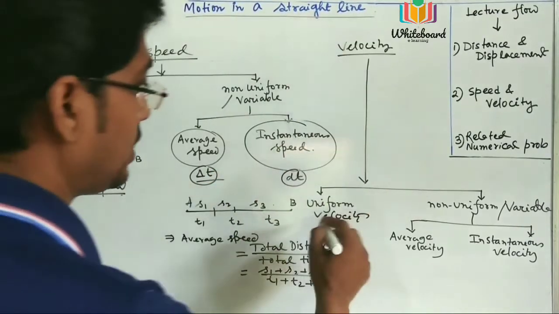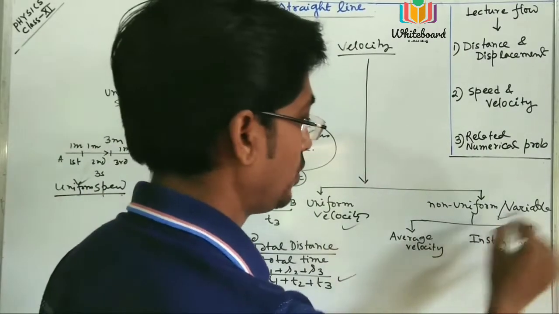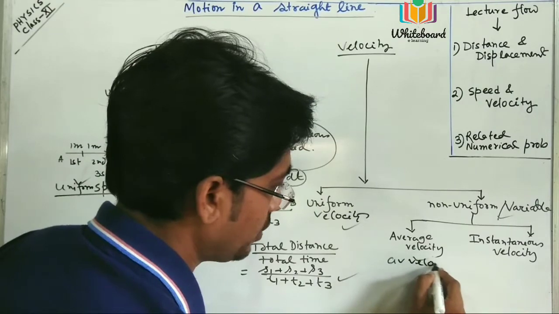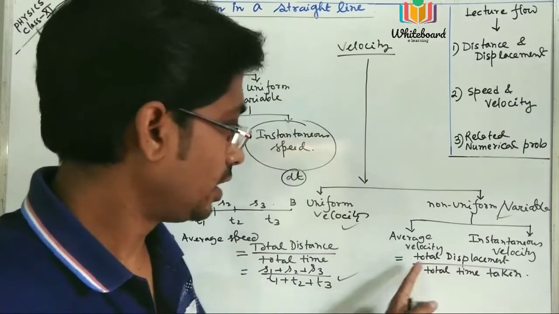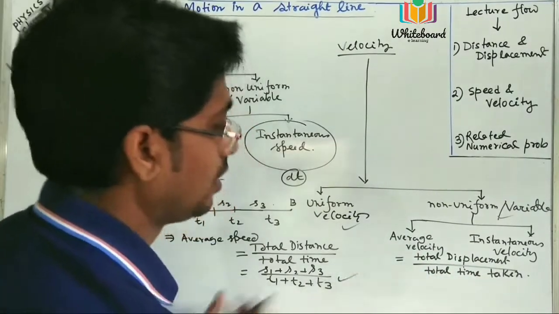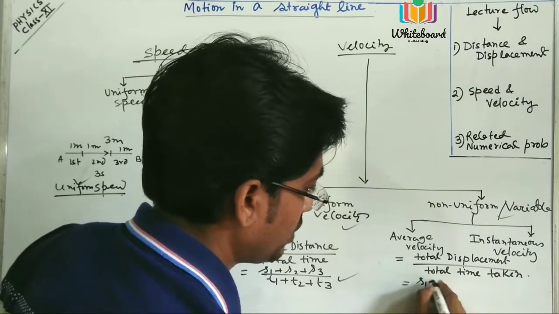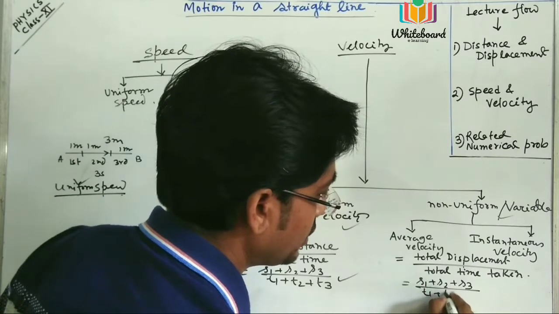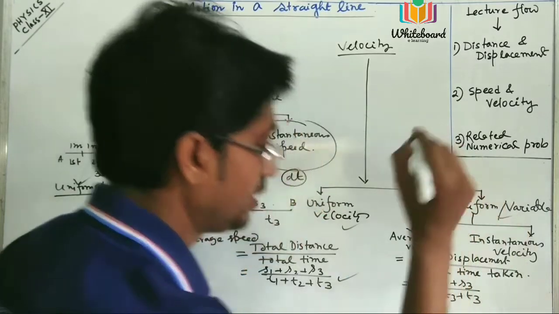Same thing, what is uniform velocity? I have told you. What is non-uniform velocity? Average velocity. So what is the average velocity? Average velocity will be equal to the total displacement by total time taken. Displacement s1 plus s2 plus s3 by t1 plus t2 plus t3.